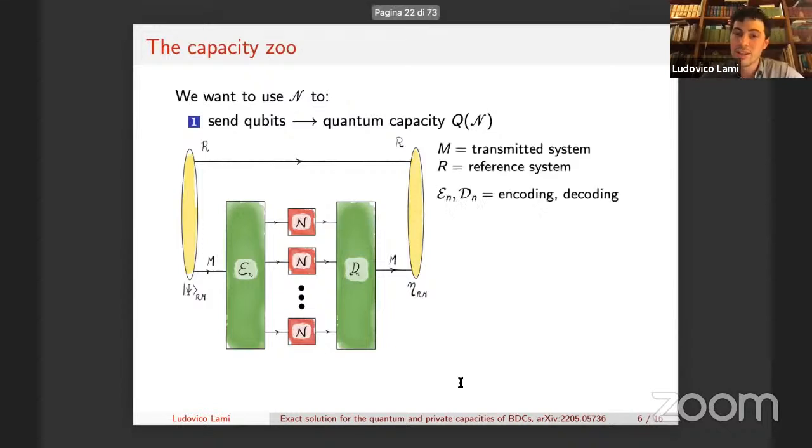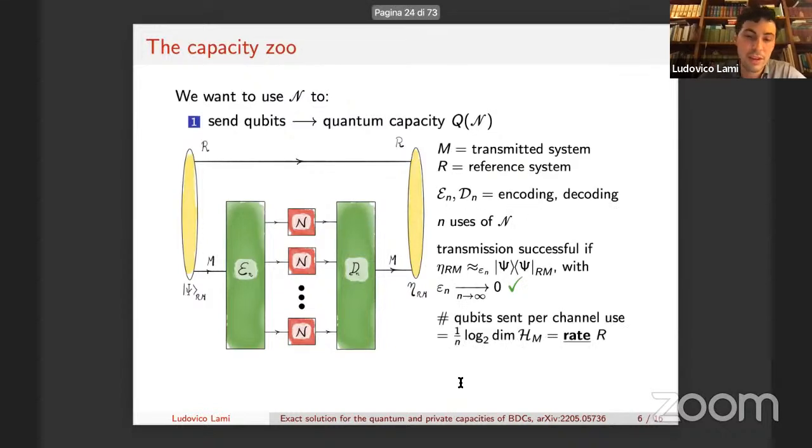So we want to define the quantum capacity, and I think I need to introduce that to you. So this is the scheme for the quantum capacity. Of course we want to send a system M by encoding it with an encoding map E_n, then applying the channel n times in parallel, and then decoding the message. And we want the corresponding error, which I denote by epsilon_n, to go to 0.